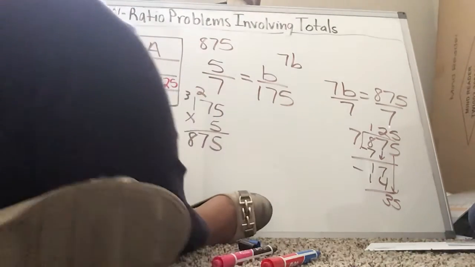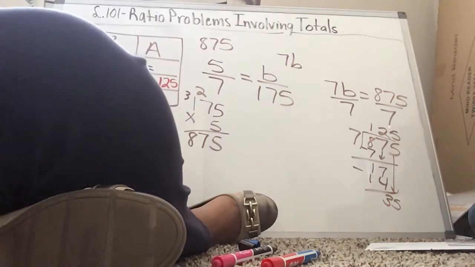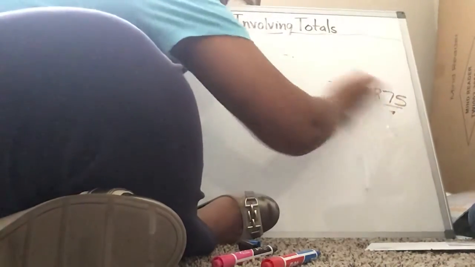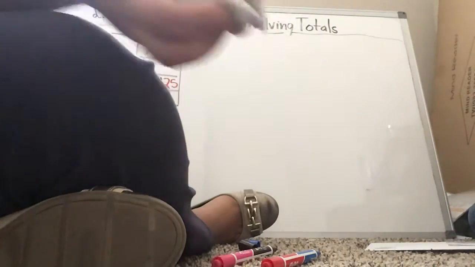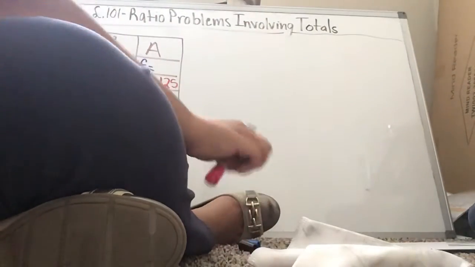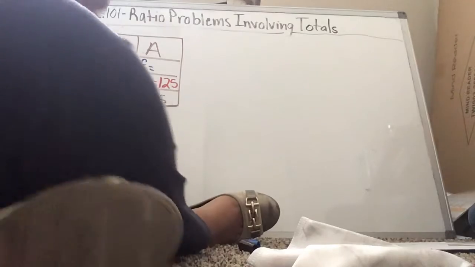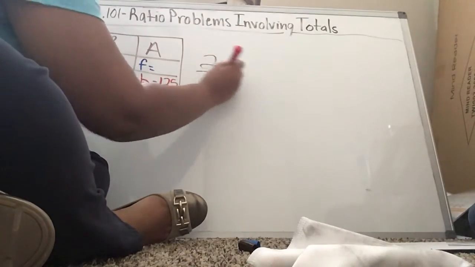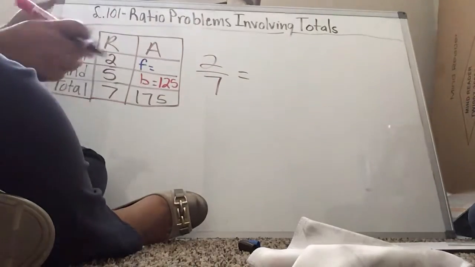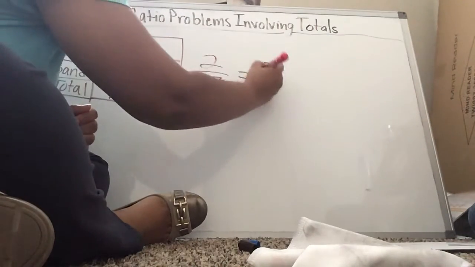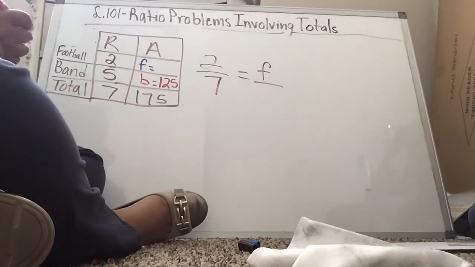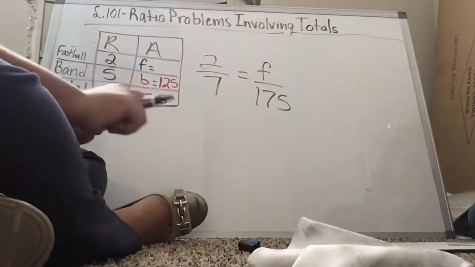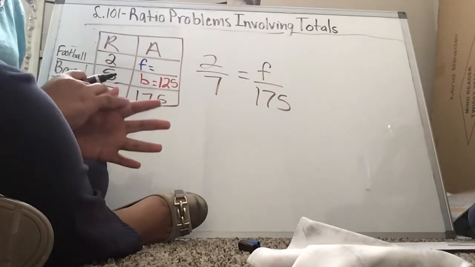Now we are going to find the amount of football players using the same exact method. So the ratio of football players to total is 2 to 7. And then we don't know how many football players there are, so I'm just going to use the lowercase f to represent the actual amount of football players over 175 people. And then, of course, we are going to cross multiply.